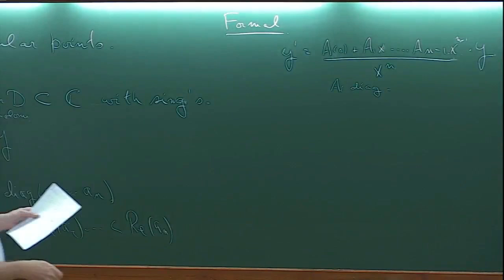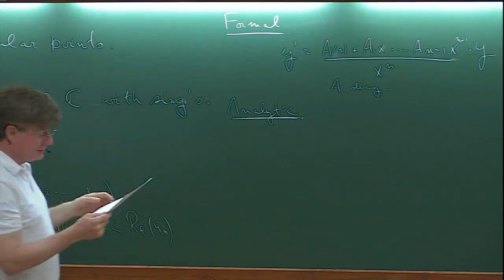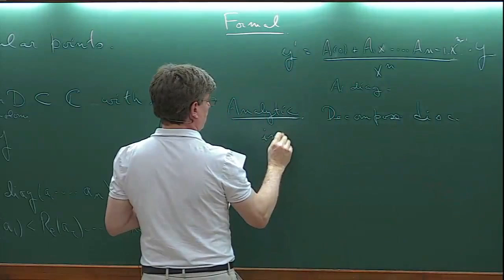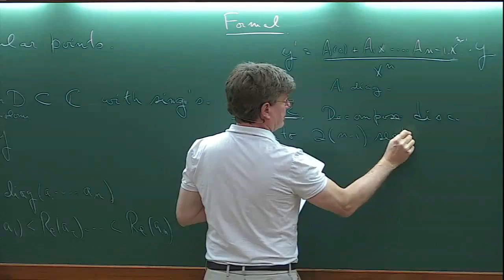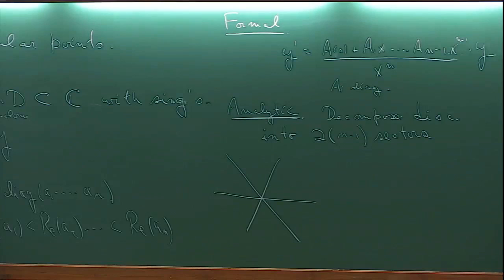For the analytic classification, the trouble is that the power series that does that typically does not converge. And so you decompose your disk. So this is a local classification. So decompose the disk into 2n minus 1 sectors. Okay, so let's take n equals 4. And they're sort of determined by these, you can take these standard, anyway.